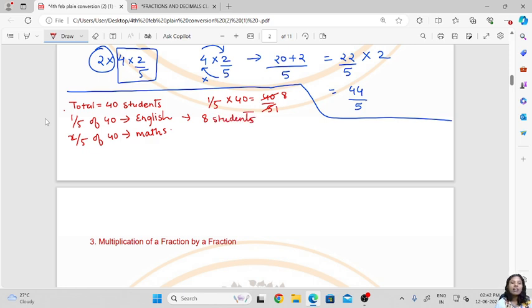Okay, now we have 2 by 5 of 40. So 2 by 5 into 40. If you multiply you will get 80 upon 5. So 5 ones are 5, 5 threes are 15, so this will be 16. So 16 students like to study maths.